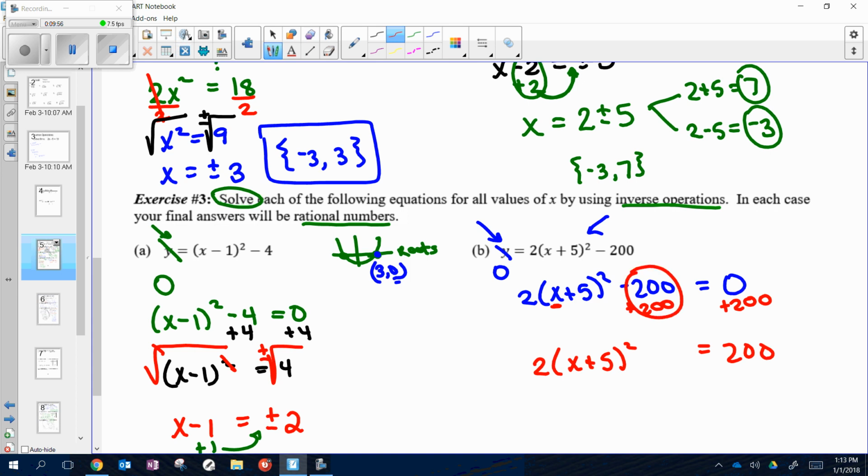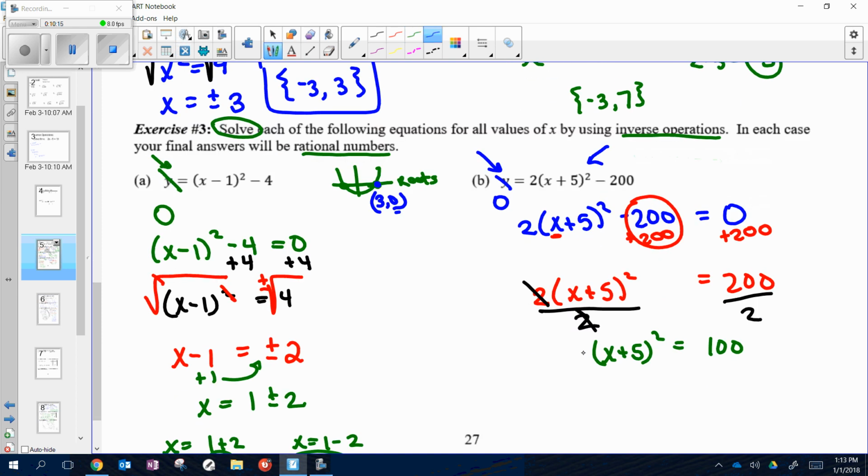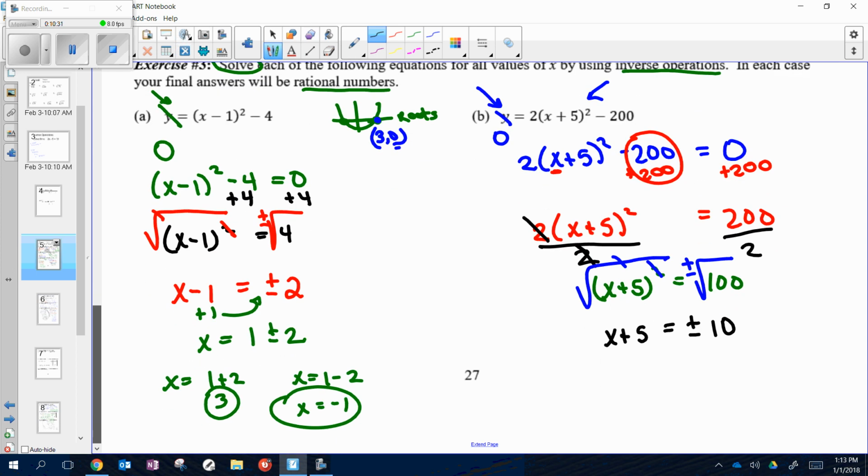This guy became a 0. We used inverse operations. Opposite of adding is subtracting. Now we're going to divide this side by 2, and we're going to divide this by 2. So now I have x plus 5 squared equals 100. Now I'm going to take a square root to get rid of the squaring, working our way in towards the x. Take the square root and put a plus or minus. And now I have x plus 5 equals plus or minus the square root of 100 is a nice rational 10. Final step, I'm going to subtract 5.